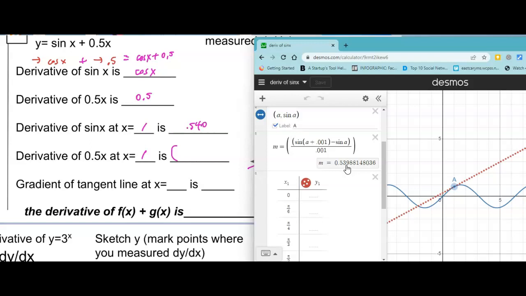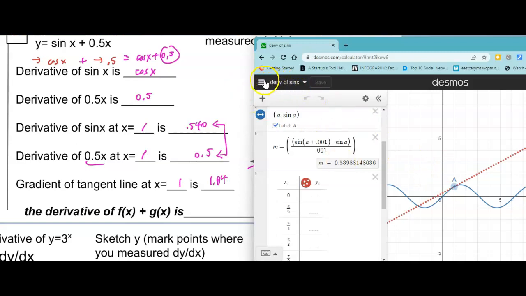What is the derivative of 0.5x at x equals 1? Well, remember, this is a trick question. We know that the derivative of 0.5x is 0.5, and it's always 0.5. It doesn't matter what x equals, so it's actually equal to 0.5 all the time. If we add these two together, which is what we think the derivative of the two separately is, we would get 1.04, right? And let's test to see if that's correct.